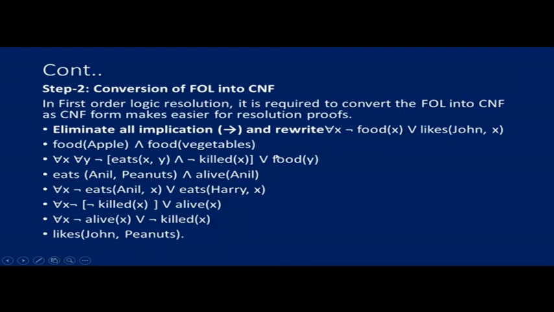See, A implies B can also be read as negate of A union B. I hope you are getting it. In order to eliminate this implication, we can rewrite A implies B as negate of A union B. That is negate of A union B. So this is the way we can rewrite this symbol.